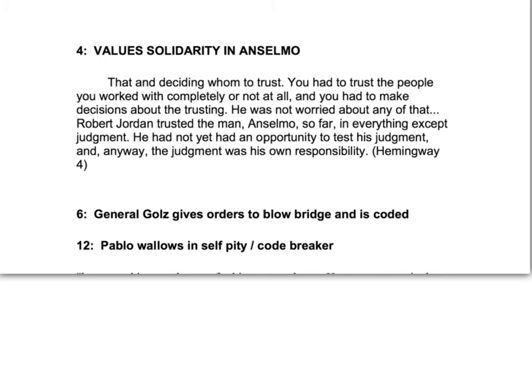I should say before that, Pablo has dissented from the group before the blowing of the bridge and stolen some of the explosives, because he doesn't believe that they should do it. And so Robert Jordan has to blow the bridge with fewer explosives, and I think that made it more dangerous, and ultimately led to the killing of Anselmo.